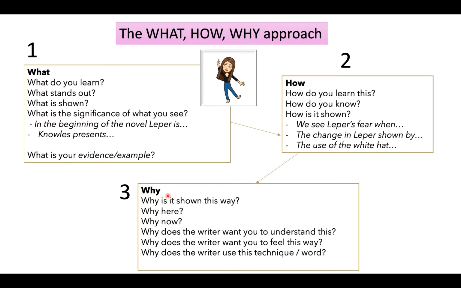And then we move to the why. Why is it shown in this way? For this question, why is Leper shown in this way? Why are his actions shown in this way? Why do other people treat him in this particular manner? And then you think about why Knowles wants you to understand this. Why does he want you to see this? Why does he want you to feel this way? Etc.